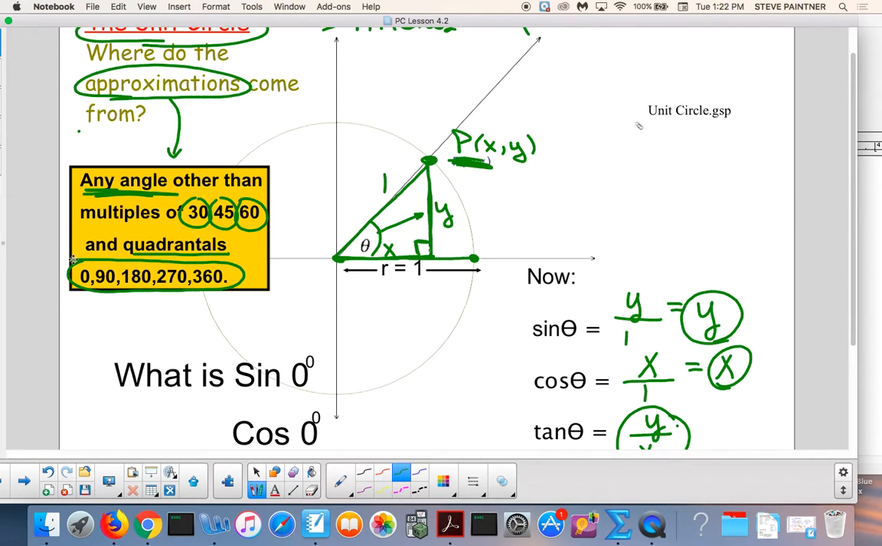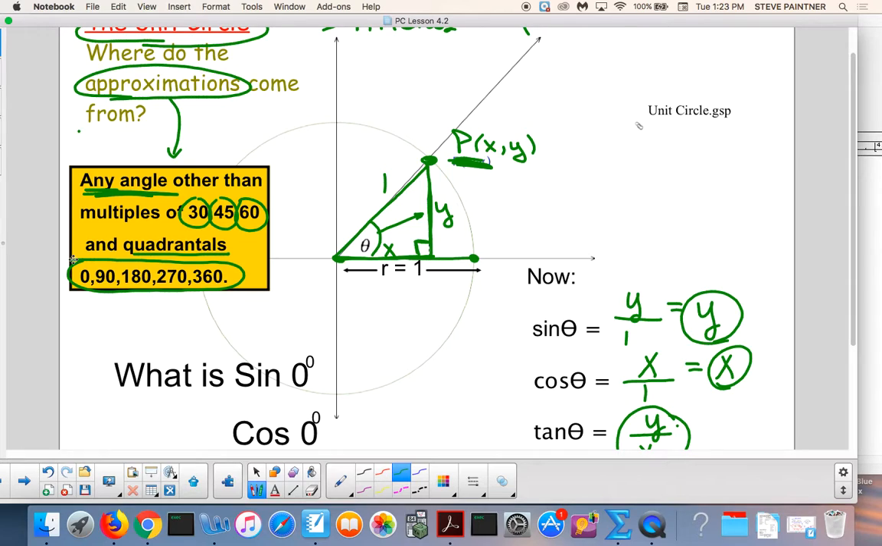They're the angles that fall where? On the x-axis or the y-axis. Anytime I give you multiples of these or any of these quadrantals, you can do it in your head, and I will expect you to do it in your head. Approximations come from like 35 degrees, 52 degrees. You're not going to do that in your head. You'll just do these. And by the way, multiples would be like 30, 60, 90, 120, 150, 210. These are all the ones you'll do in your head, okay?